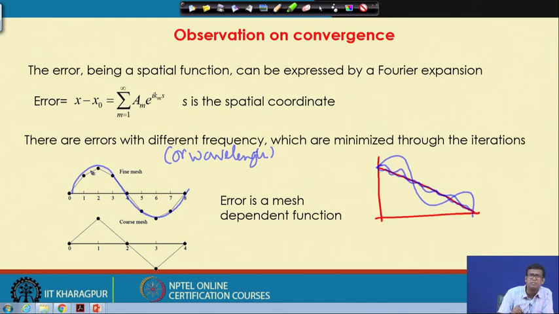This fits a lot of long wavelength solutions, because it is trying to fit a very nice continuous and differentiable curve, a very high order continuous and differentiable curve, over a number of points. So, the final smoothness comes through a large wavelength solution, and these large wavelength errors are most difficult to minimize.